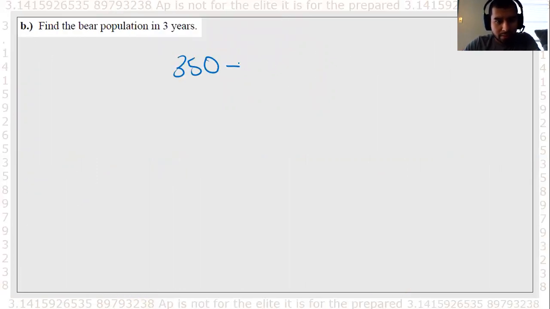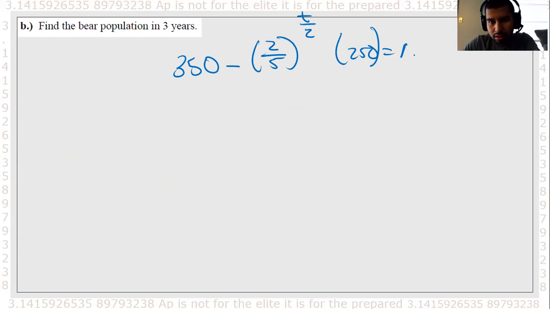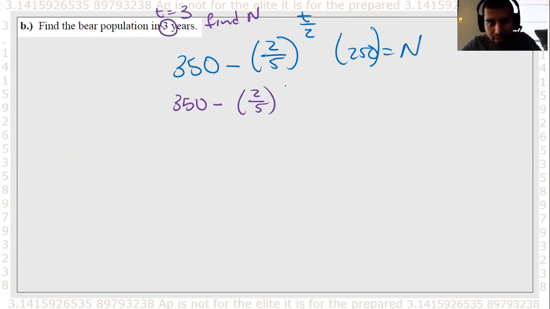Dang it, here's the part that I struggle. 350 minus my equation, whoops. If only there was a copy-paste version of this. (2/5)^(t/2) times 250 equals n. As Joe mentioned, t is equal to 3. So all I have to do is substitute my 3 into my t, because t equals 3 and I'm trying to find n. So this is 350 minus (2/5)^(3/2) times 250 equals n.